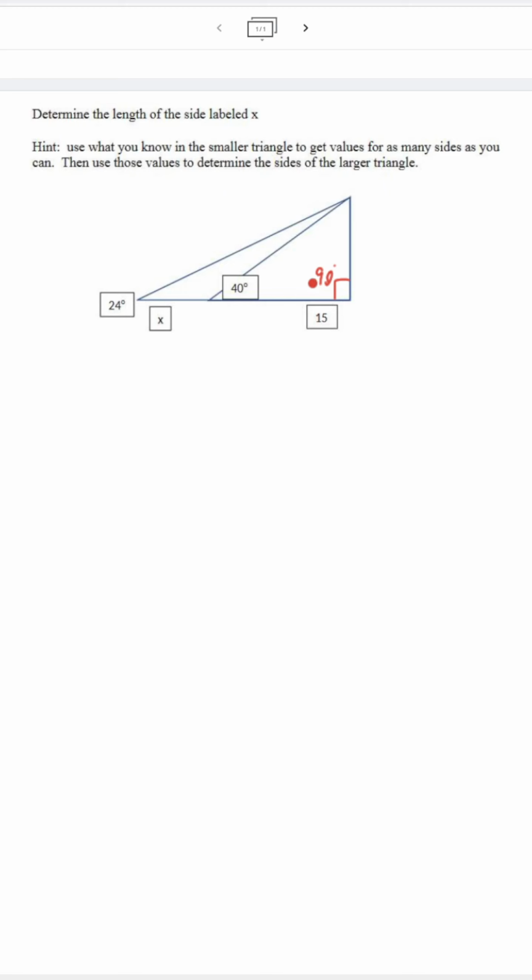So what we can do is just think about it as two different triangles, right? So let's think about this small triangle, because it's also in the tip of the exercise, or the hint. I mean, it says use what you know in the smaller triangle. All right, so we're going to think only about the smaller triangle. So let me just write the information over here. So this 40 and this side should be 15.